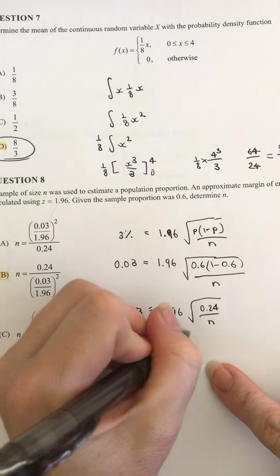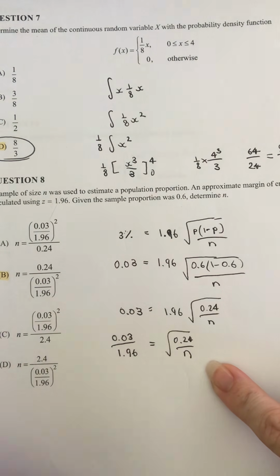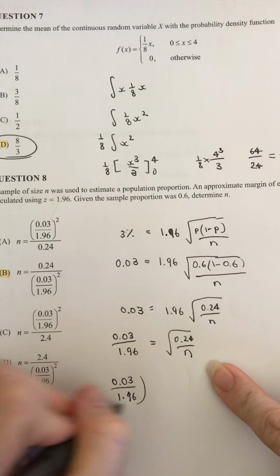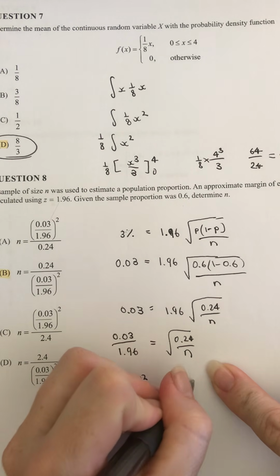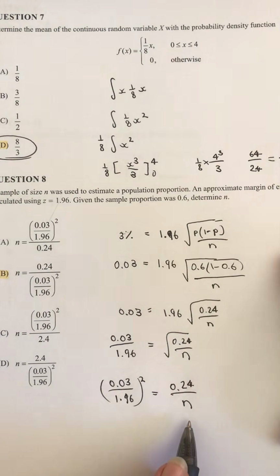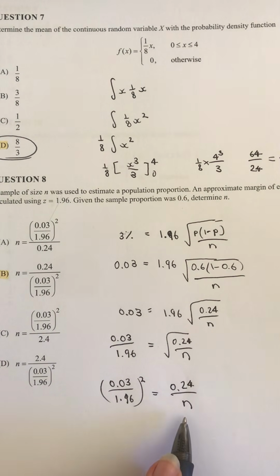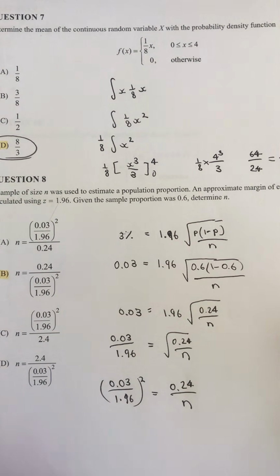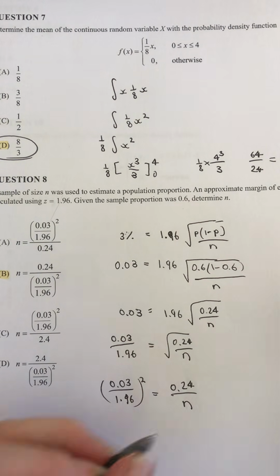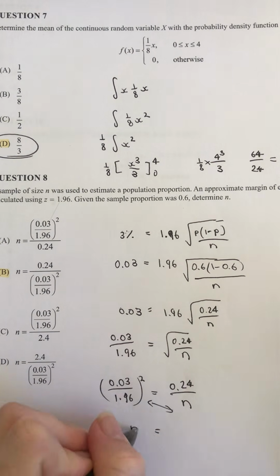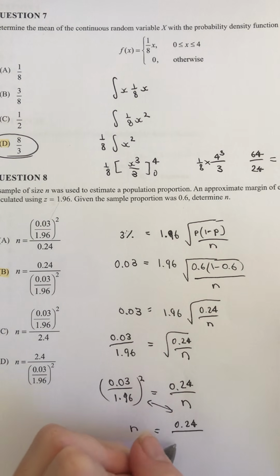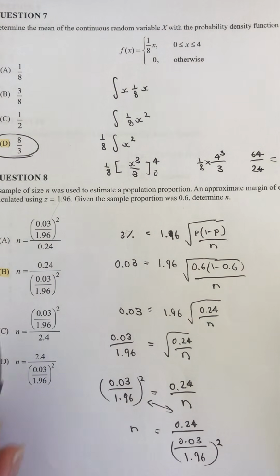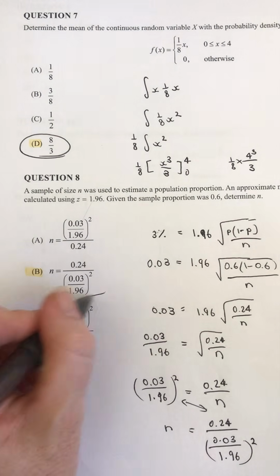And we're going to get that is equal to the square root of 0.24 on n. Then we're going to square both sides. So our 0.03 on 1.96 is going to be squared. That will give our 0.24 on n. And then when we're dividing by n, what we can do is make those two swap places. Your long way of doing that would be bring the n over and then divide by the 0.03 over 1.96 squared. I just like to say make them swap places. So we've got 0.24 over 0.03 on 1.96 squared, and that gives us the answer of B.